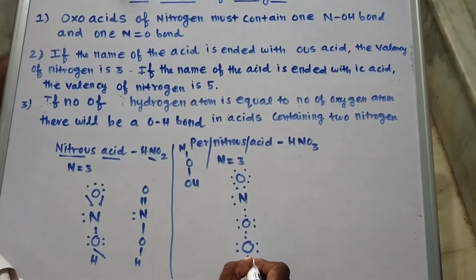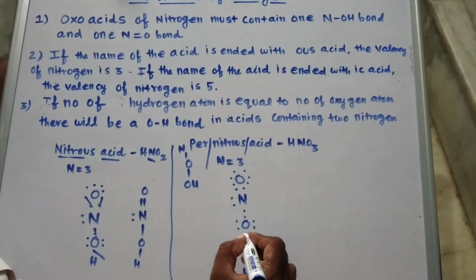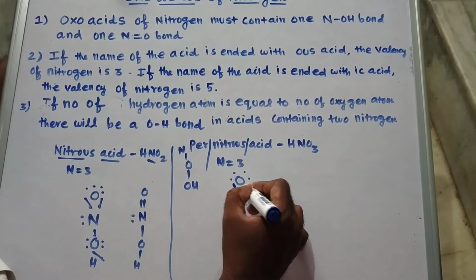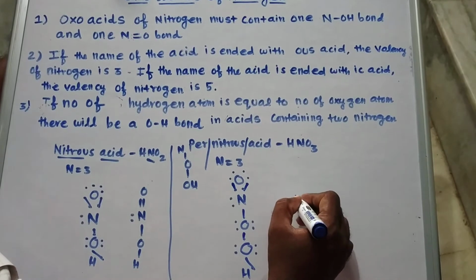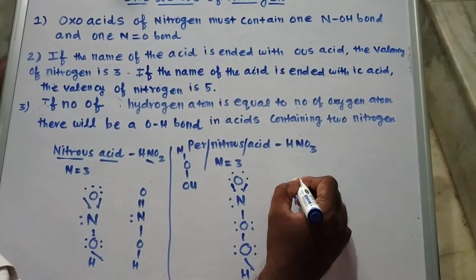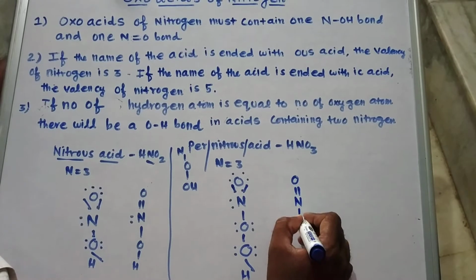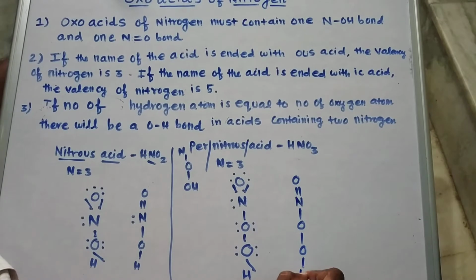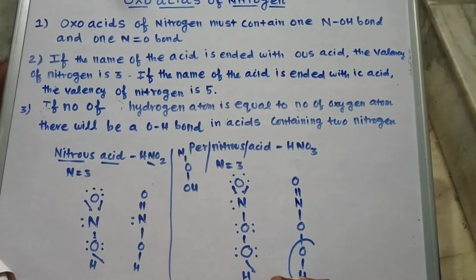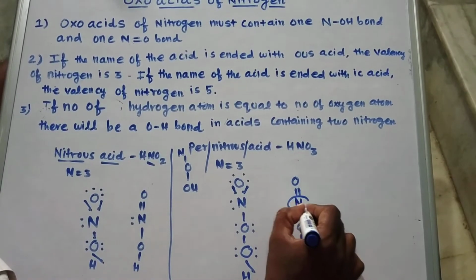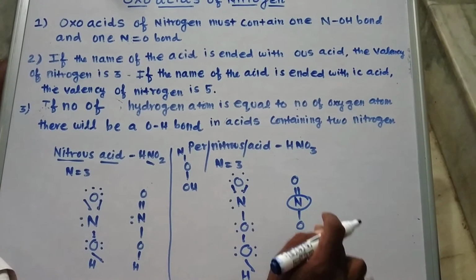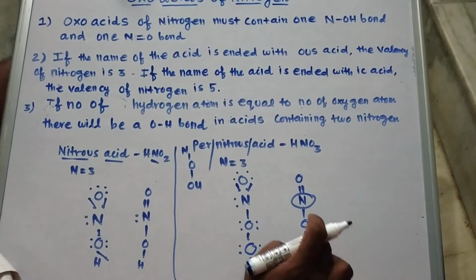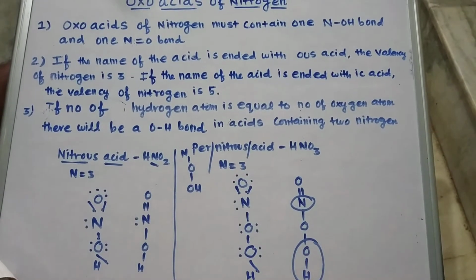Then by joining the bonds we make a single bond, double bond. So it will have the structure of N double bond O, similarly single bond O and a single bond H. There is an oxygen atom between the central nitrogen atom and the OH bond. So it's called pernitrous acid. In that acid, nitrogen has a valency of 3.